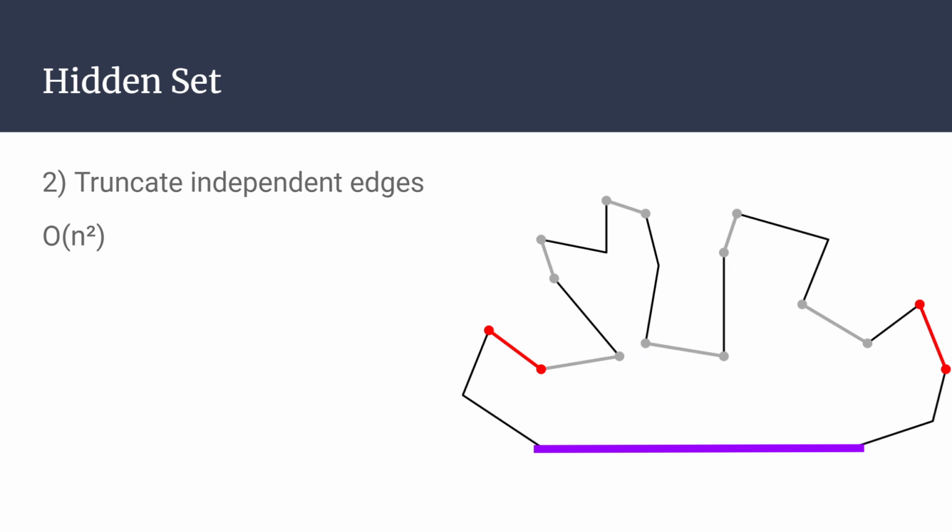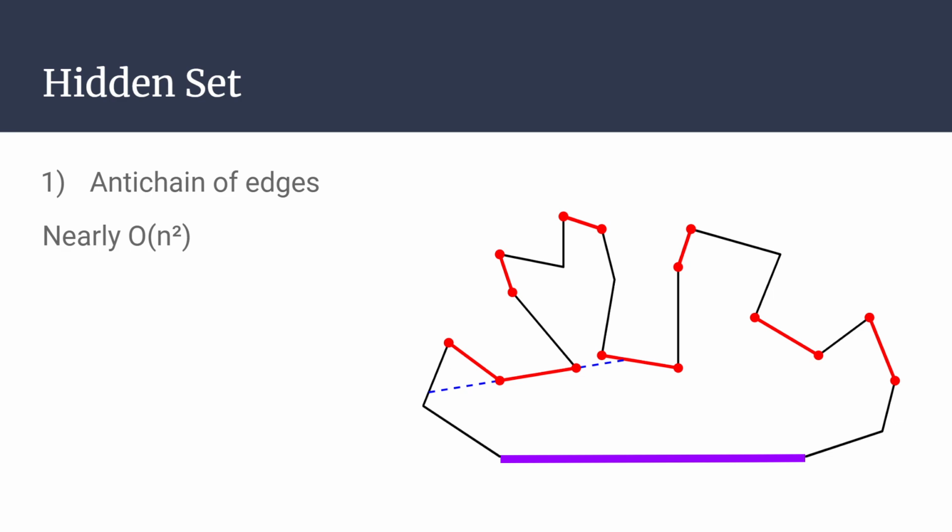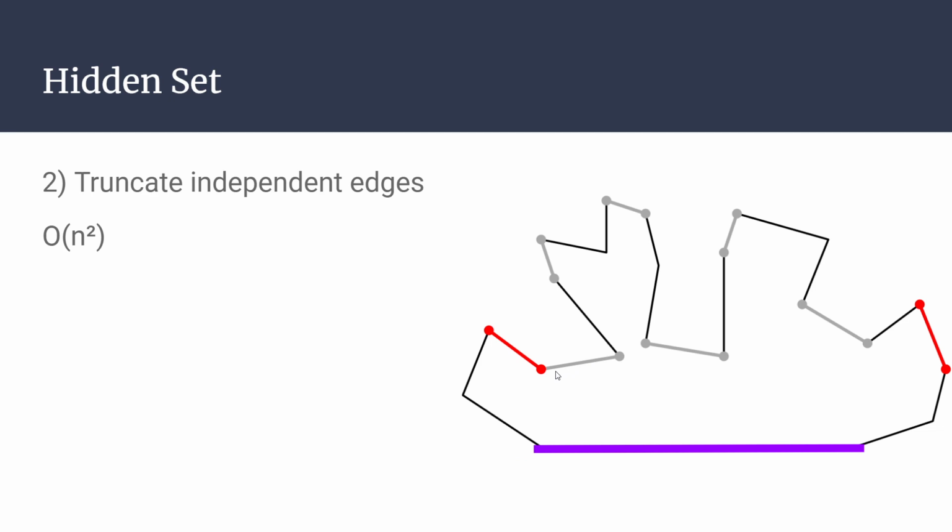Then for our second step, we're going to truncate these independent edges, so that we no longer have the principle where maybe some of them see each other. We want none of them to see none. So we want these to be hidden sub edges. So we're going to truncate them down so that that is the case. This truncating algorithm is going to take quadratic time, and it's going to yield us something where we can get a hidden set from it.